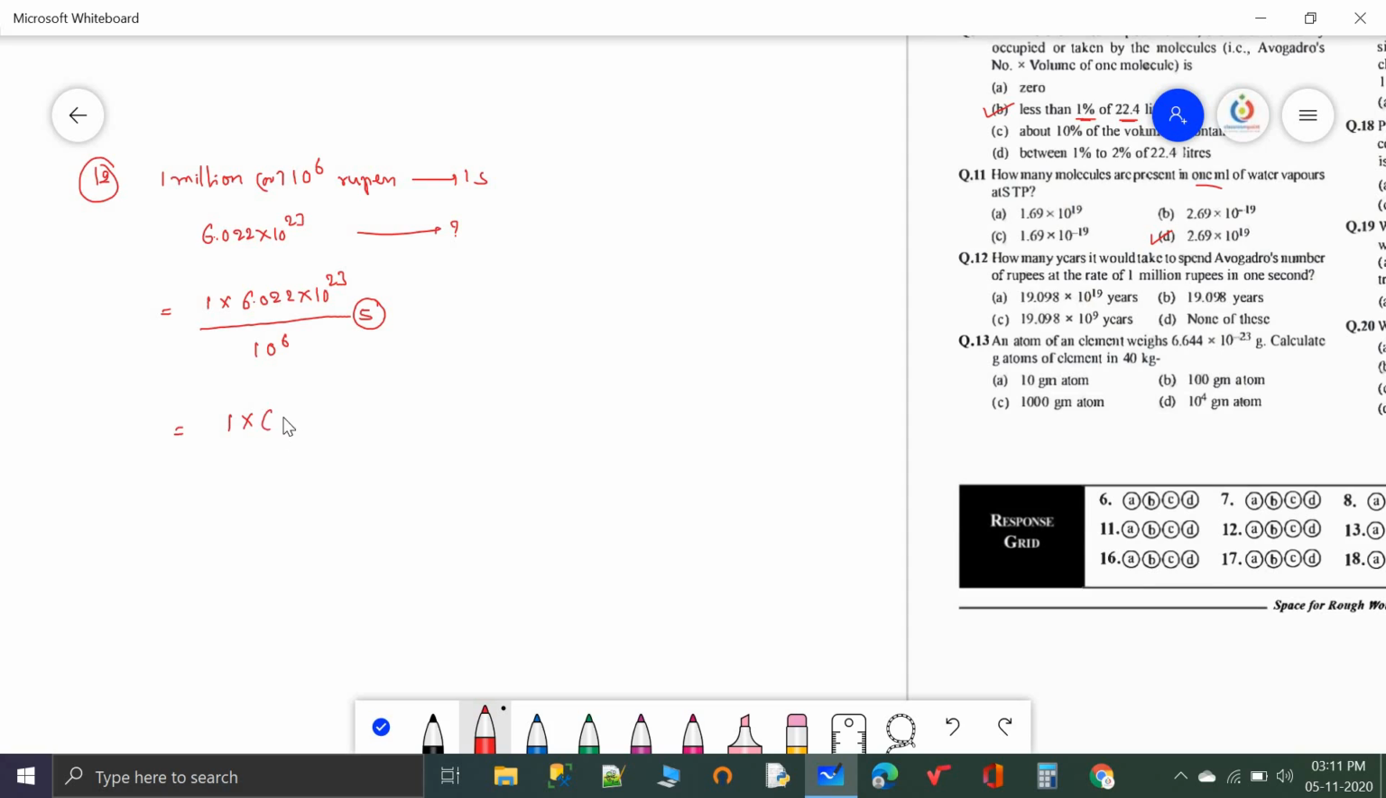So now 1 into 6.022 into 10 power 23 divided by 10 power 6 into, we know that 1 minute has 60 seconds. So we will write down here 60 into 60 into 24 hours into 365 days. If you solve this, we will get 19.098 into 10 power 9 years it will take. So option C is correct.